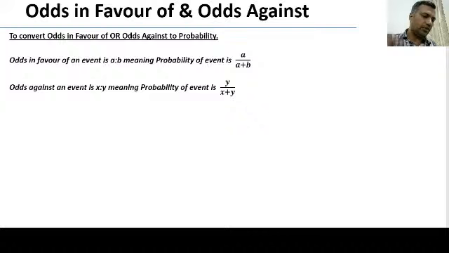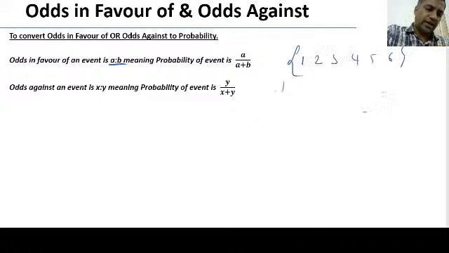Good. Let's go a little further. These are some phrases that they use: odds in favor and odds against. What do you mean by odds in favor of an event? Odds in favor of an event is a ratio. For example, there is a dice. You rolled a dice. These are the possible outcomes. You define an event A.